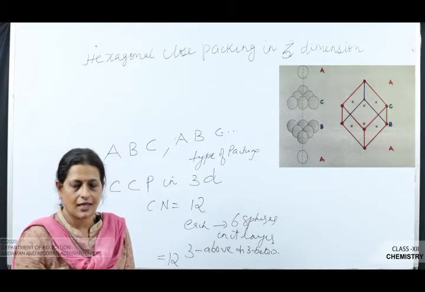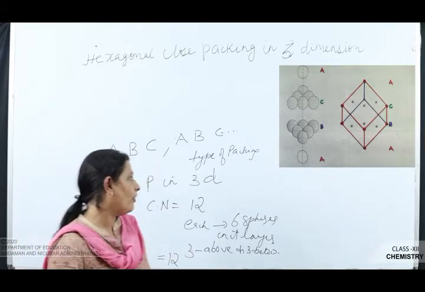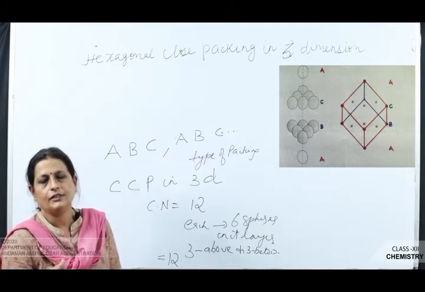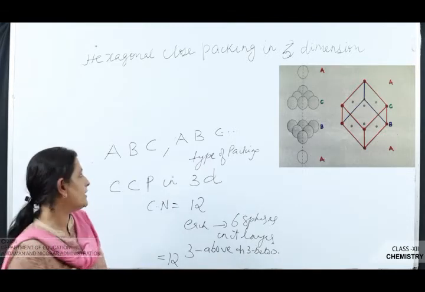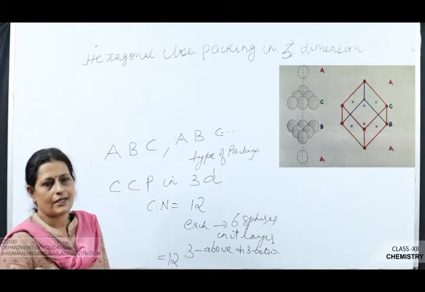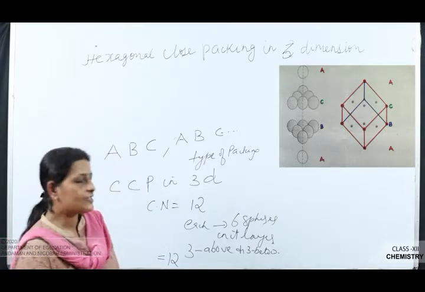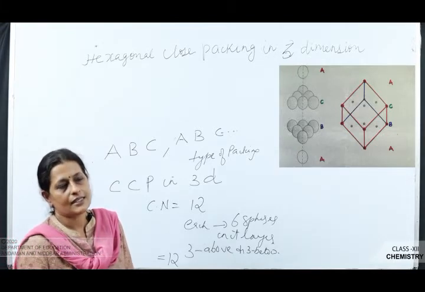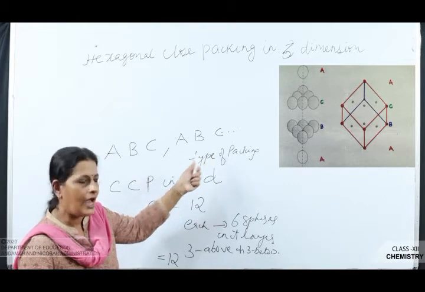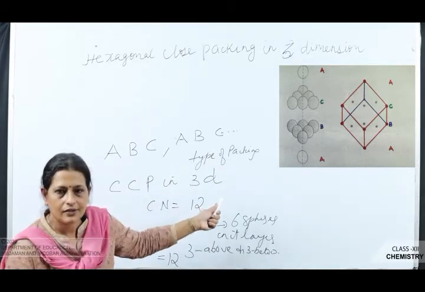Now when you arrange the third layer in the octahedral void of the second layer, the third layer is not identical to what? The first layer or the second layer. So we call it C. The fourth becomes identical to the first, the fifth becomes identical to the second, and the sixth becomes identical to the third. So what is repeated? ABC type of packing, and it is known as cubic close packing in 3 dimension.